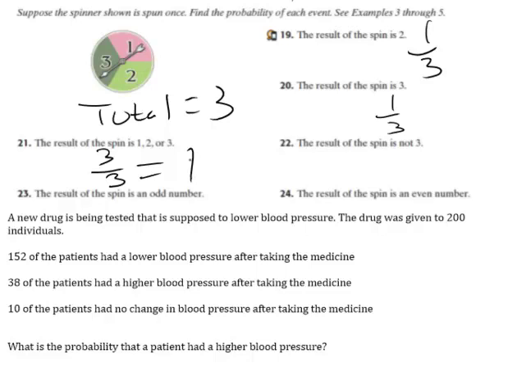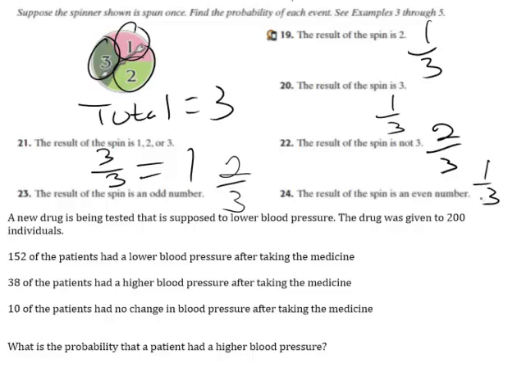22 says the result of the spin is not 3. Well, number 1 is not 3, number 2 is not 3, so we have a 2/3 chance of that happening. Number 23 says the result of the spin is an odd number. Well, both 1 and 3 are odd. There are 2 odd numbers, 2/3. And then number 24 says the result of the spin is an even number. Well, the only even number here is 2, so that's 1 out of 3.